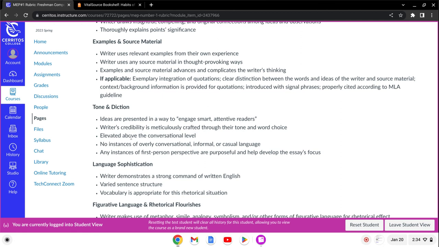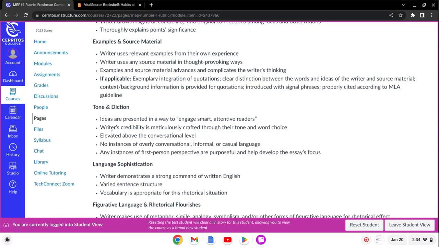Tone and diction. So vibe and word choice, in other words. Your ideas are presented in a way to engage smart, attentive readers. So imagine that your readers are smart people. They have complex, beautiful, smart brains, and they are attentive, meaning that they pay attention to details, okay? So make sure that you're presenting your ideas in such a way that will engage smart, attentive readers.